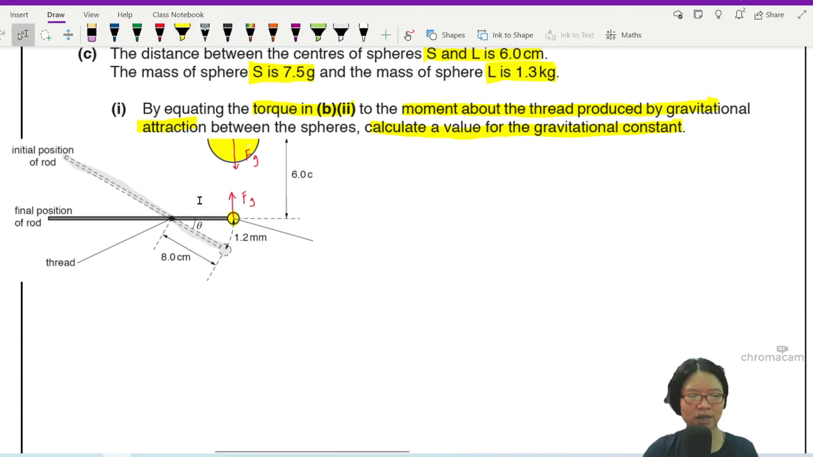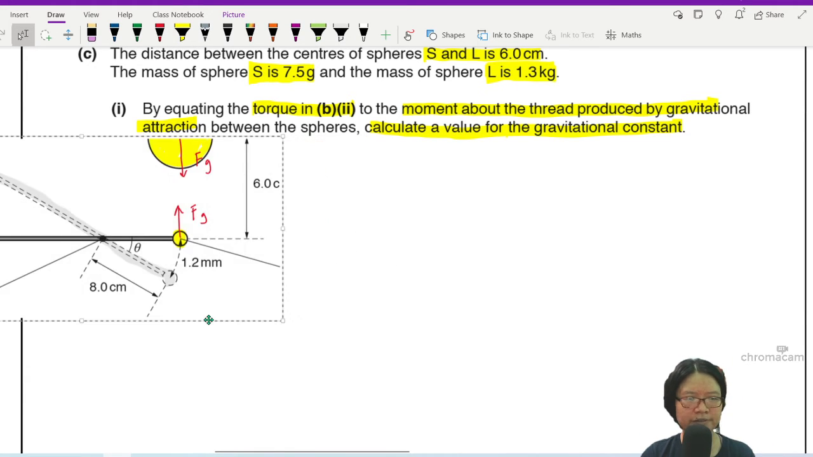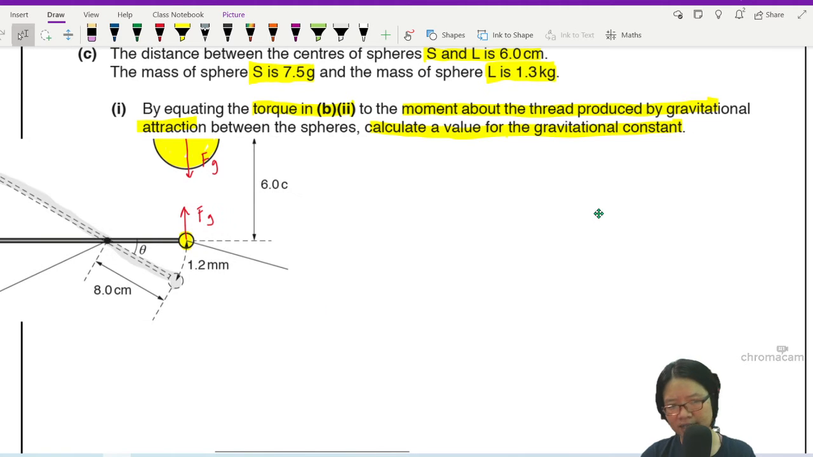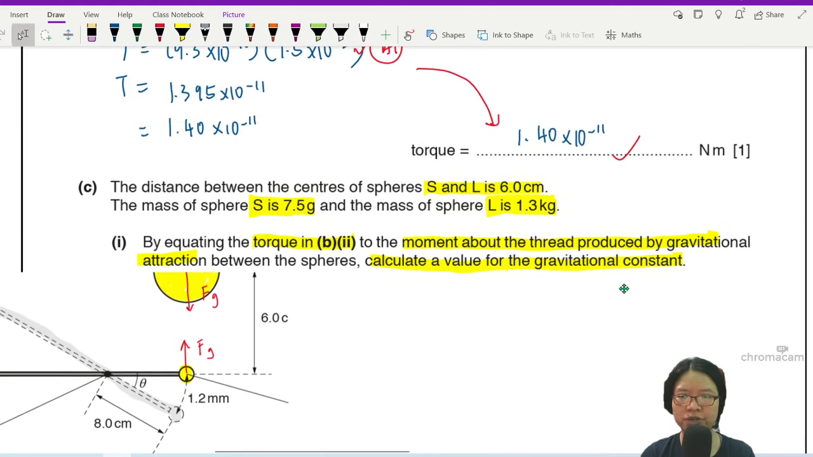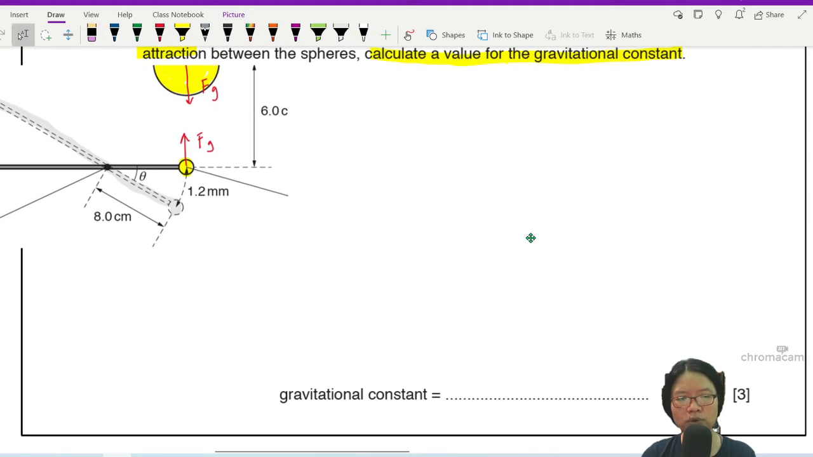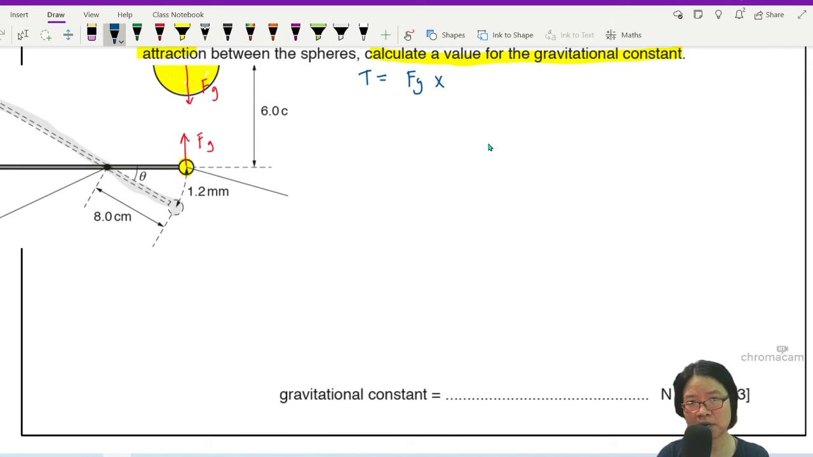Okay, so if I look at this drawing, I'm going to just make it a bit bigger for us. If I look at this drawing, obviously there's some torque happening here, right? So we know the torque needed in B part 2, we already calculated, is this value. But we know that this torque is caused by Fg. So another equation that I can write about the torque is that it's equal to gravitational force times perpendicular distance. This one from your AS chapter 5. And you're like, huh, Miss, AS stuff need to remember. Yes, AS stuff still need to remember, okay? So torque will be force times perpendicular distance from the pivot. This is your D, which happens to be 8 cm.